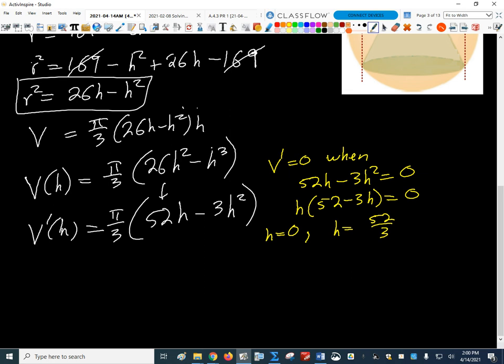Roughly, that's about 17.3. Okay. Yeah, 17.3-ish. And then we might as well take a second derivative because it's so easy to do. And we just get pi thirds times 52 minus 6h. So we can see that if we're plugging in 52 thirds, 17 point something, that's going to give us a negative second derivative.